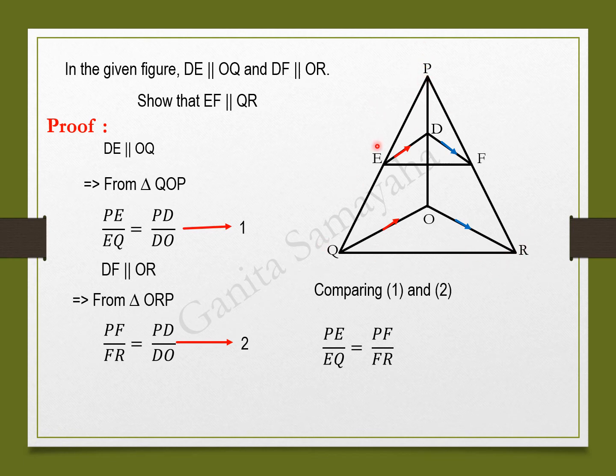PQR. PE by EQ, top by bottom, is equal to PF by FR, top by bottom. So you should see only this triangle PQR now, children. Okay. So in this triangle we have PE by EQ equal to PF by FR. So what can you say about this line EF and QR? Parallel. Why? Converse of BPT. That's all, children. Okay. So this means that EF is parallel to QR.